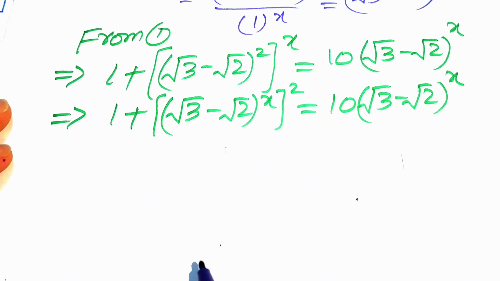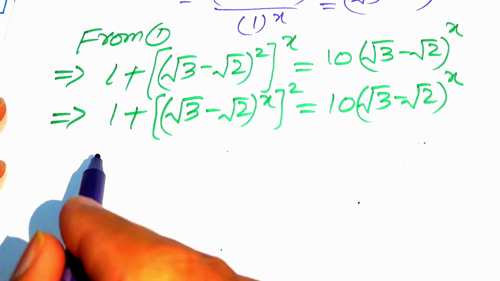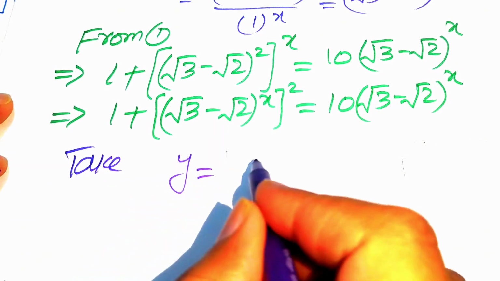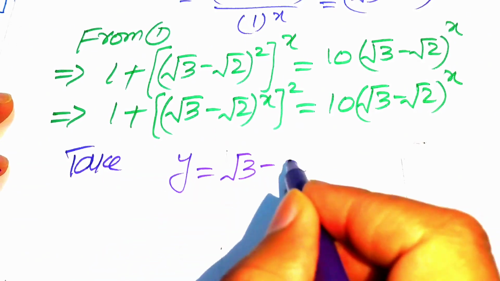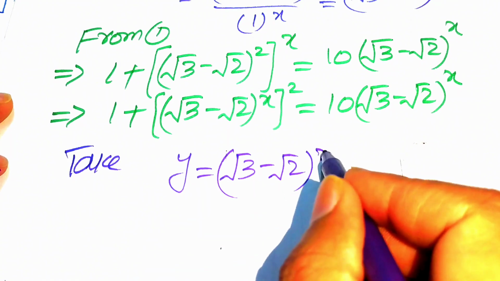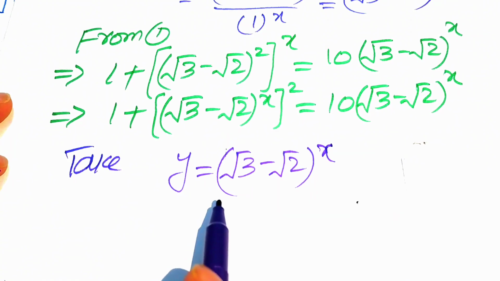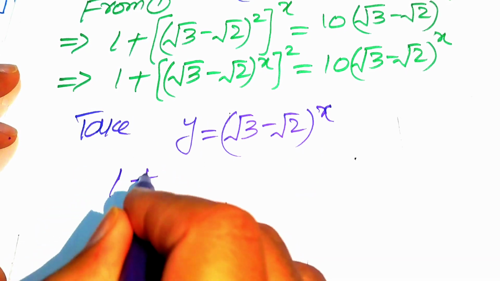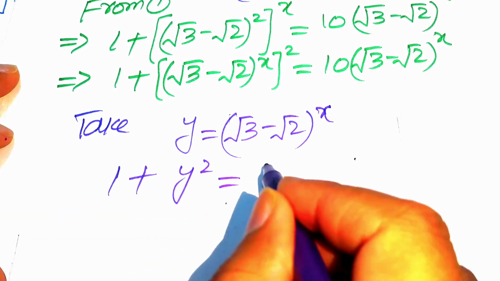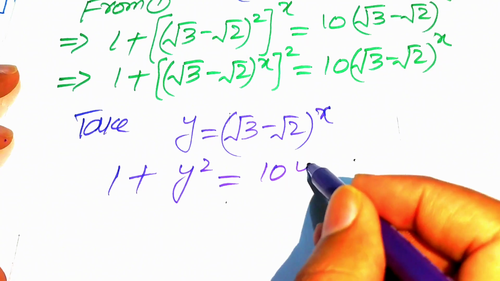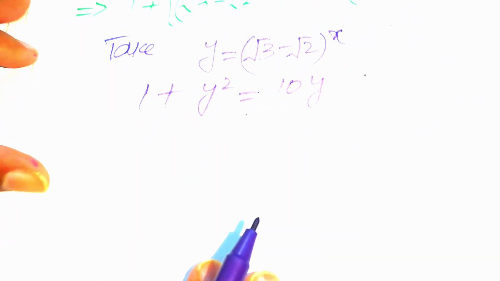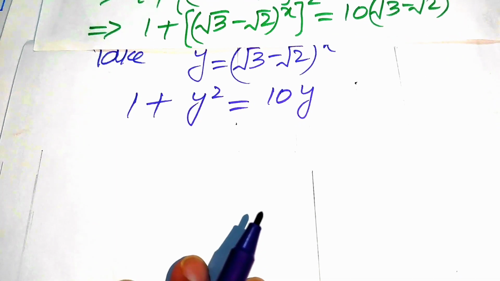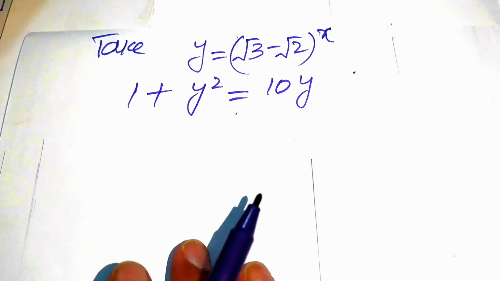Here we need a little bit of simplification. We take this base, and let y equal (√3 − √2)^x. Now we substitute this value on both sides of the above equation, so it will be written as 1 plus y squared equals 10 times y. Now this equation becomes quadratic in form, so we rearrange it and use the quadratic formula in order to solve it.